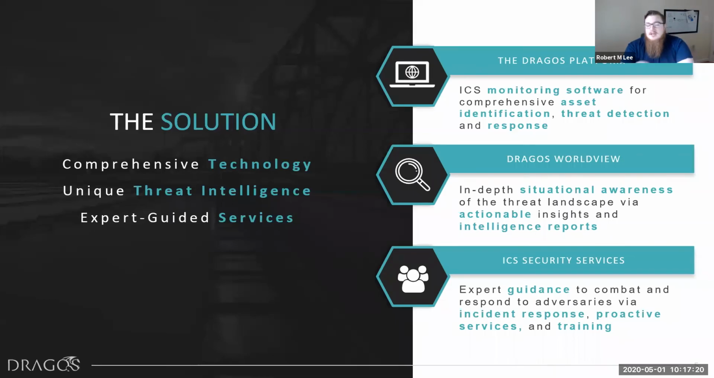Again, just a quick one of what do we do? So we are a technology company. And so our technology is an ICS asset identification and threat detection and response tool. So think of a network appliance that you're deploying into these OT and ICS networks that then passively identifies the assets and then helps you detect threats and respond to them.